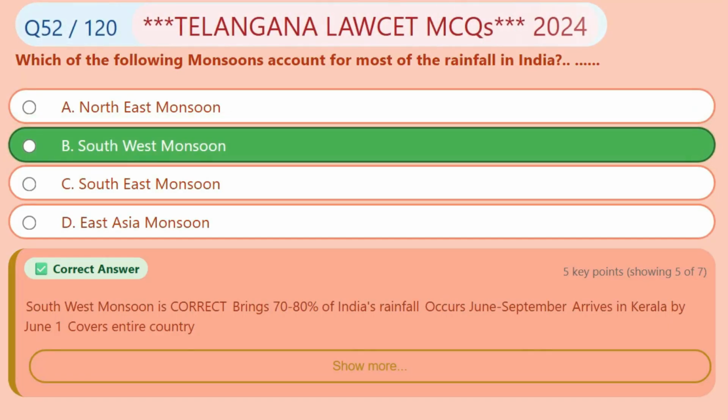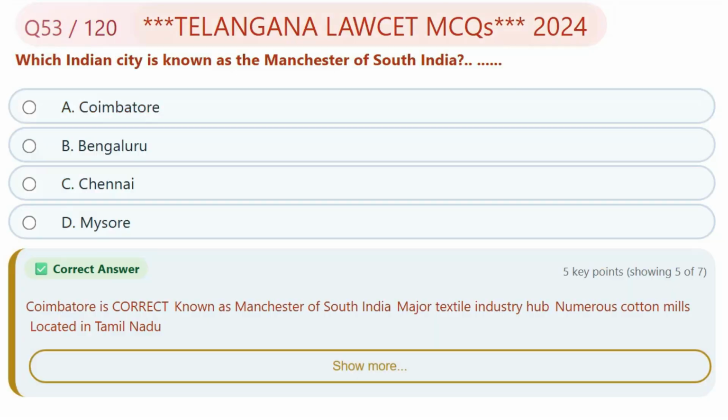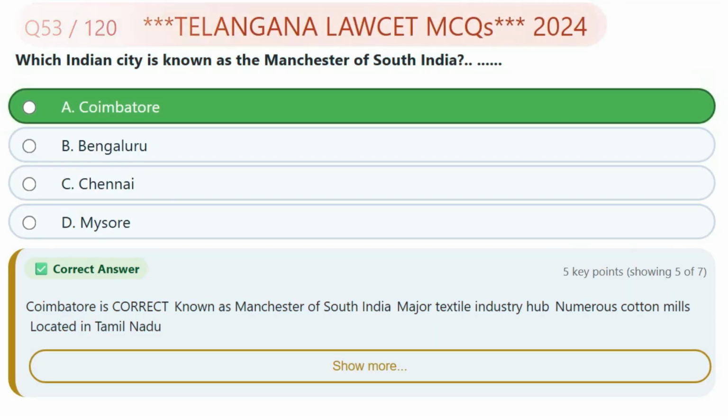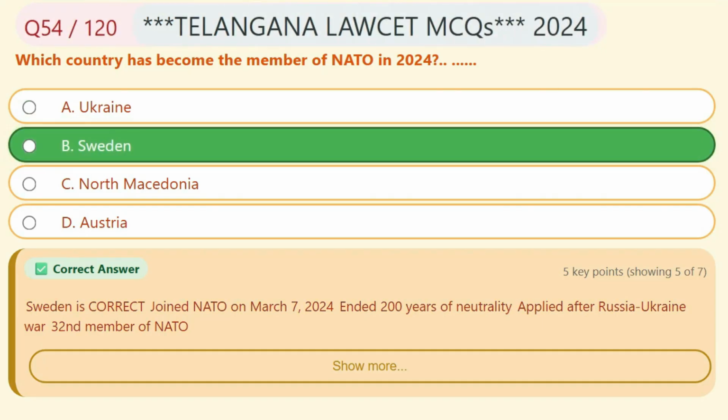Which of the following monsoons account for most of the rainfall in India? Southwest monsoon. Which Indian city is known as the Manchester of South India? Coimbatore. Which country has become the member of NATO in 2024? Sweden.